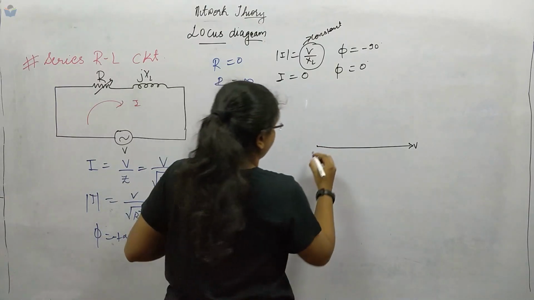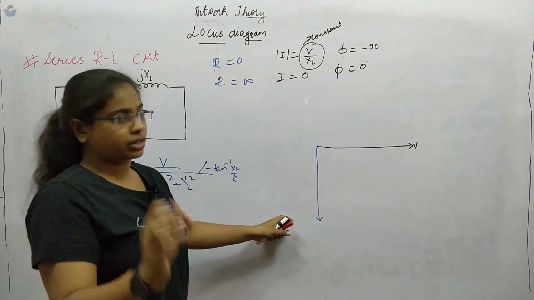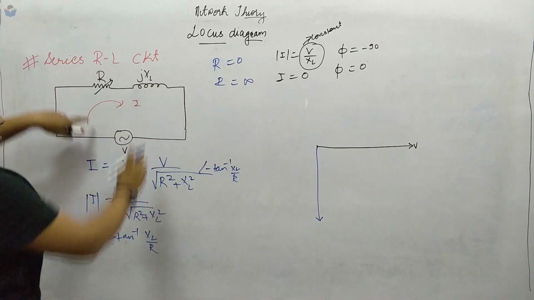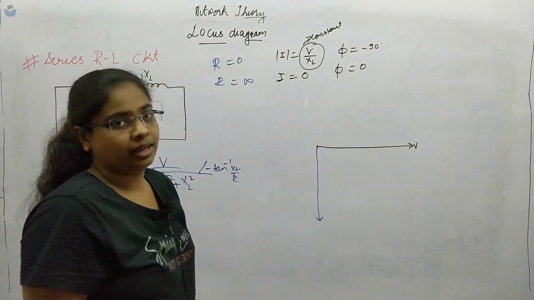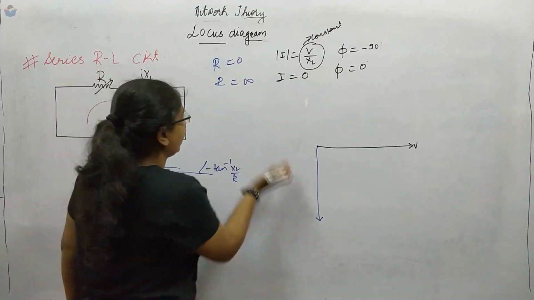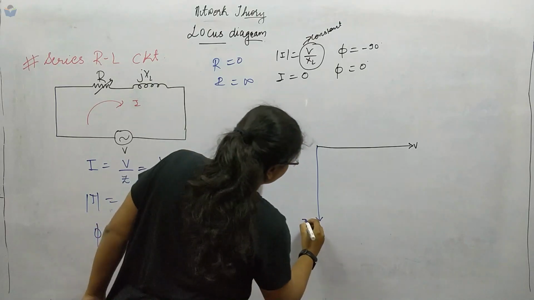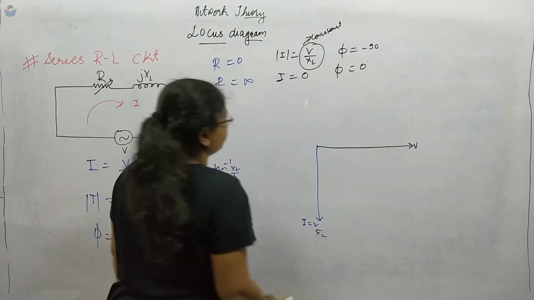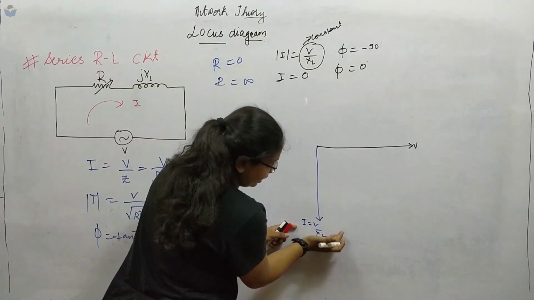Now I will draw here. This is a pure inductive circuit because R is equal to 0; when R is 0, we are left with only the inductor term. That is why we have pure inductance, and this is minus 90 degrees. Now as we increase R, what happens to the current? This is the current: I equal to V by XL.